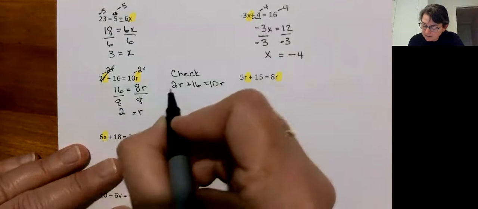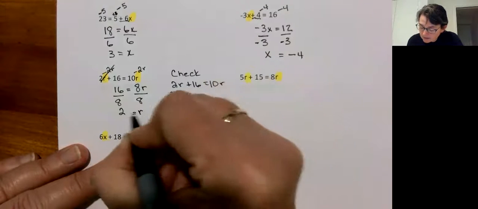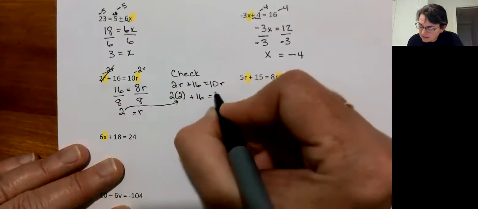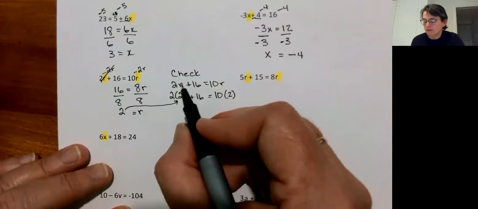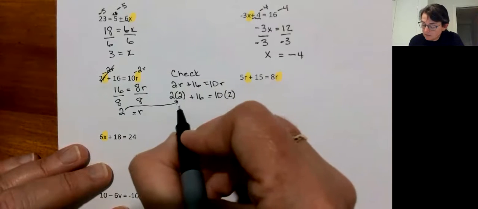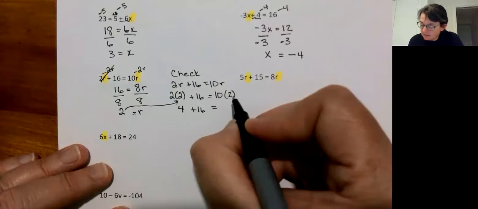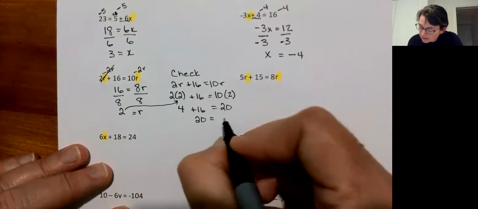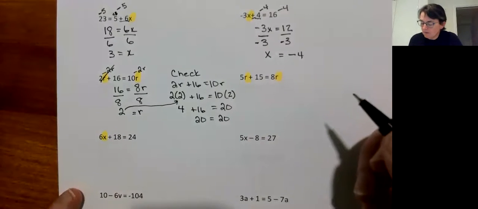Now you take the 2, and it's going to go everywhere there's an R. So 2, right? There's this 2. Plus 16 is equal to 10 times 2. I know there aren't brackets in the original equation, but if you substitute in, you're never going to be wrong if you put it in brackets to make your life easier. So 2 times 2 is 4, plus 16 is equal to 10 times 2, which gives me 20. So 20 is equal to 20.